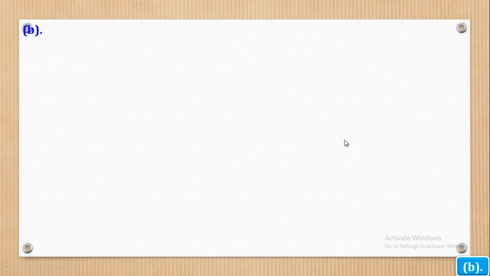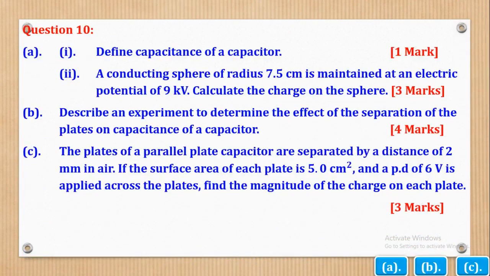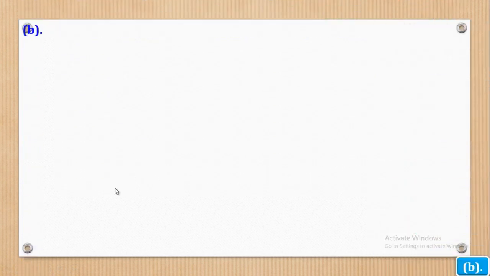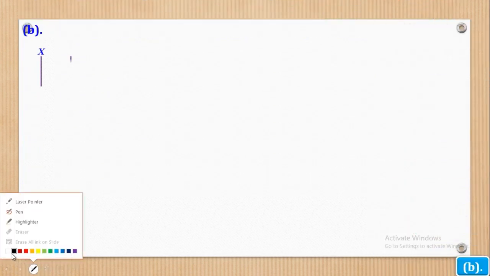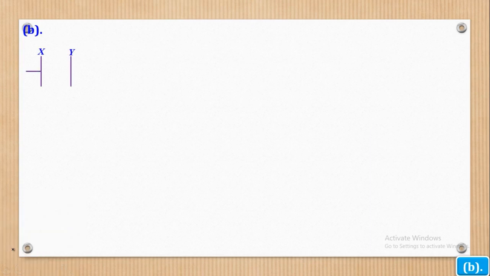So now we shall go to part B. Part B says describe an experiment to determine the effect of the separation of the plates on capacitance of a capacitor. So we shall need a diagram. Let's first draw a diagram to ease the description.